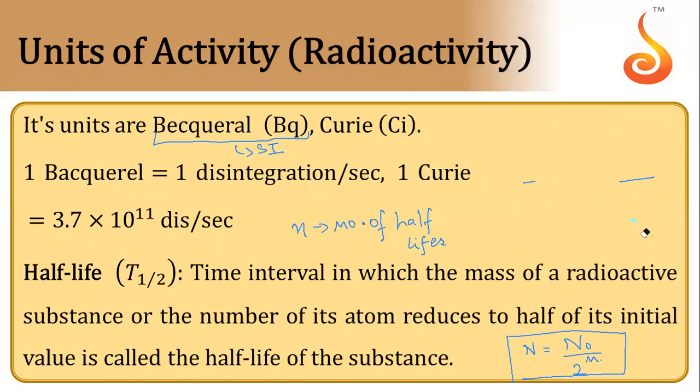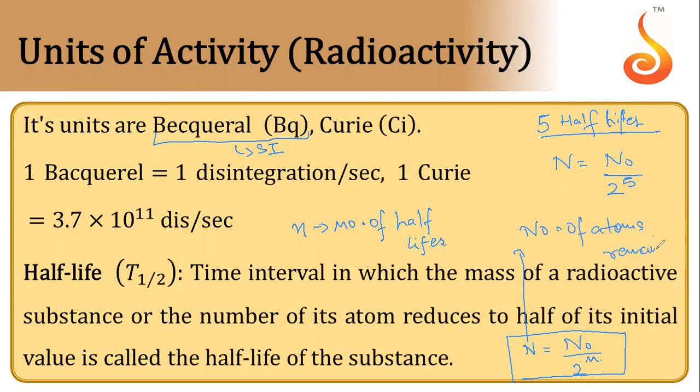In this formula, let's say someone asks you what will be the number of atoms after 5 half-lives. In place of n, you have to substitute 5. So N will be N naught by 2 raised to power 5. This will be the number of atoms remaining. And capital N is the number of atoms or nuclei remaining after n half-lives.